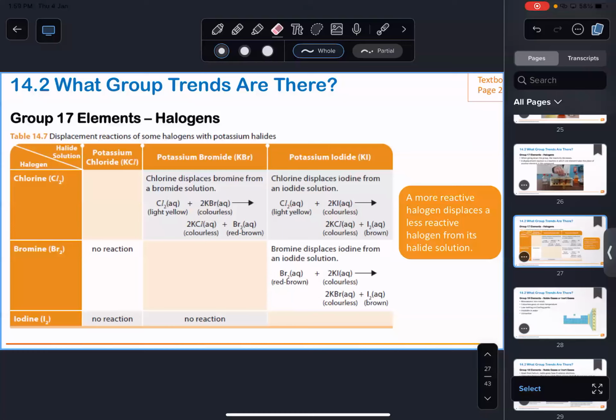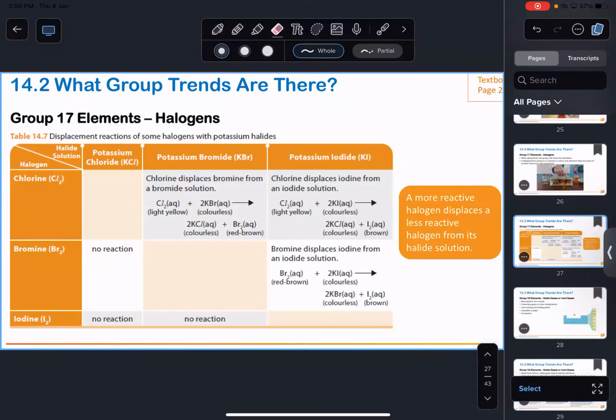If I see red-brown forming, I will know that the halogen being displaced is bromine and it's not chlorine, it's not iodine. If I see brown, I know it's iodine. If I see light yellow, then it's chlorine. They basically didn't include chlorine, but you can add in chlorine. So if chlorine were to displace potassium, you have to imagine a bit. I use chlorine to displace potassium chloride.